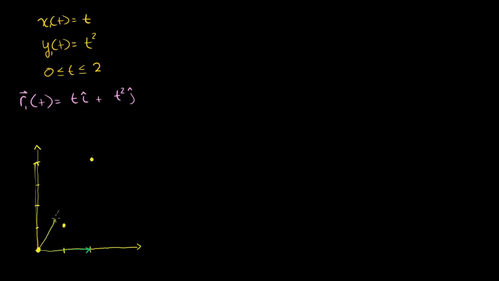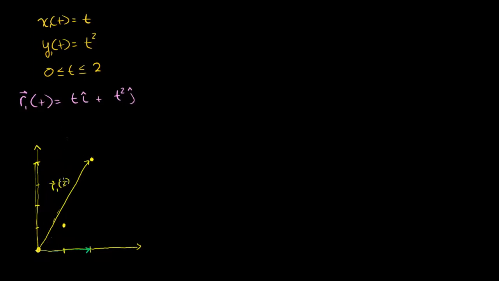So just to make it clear what we're doing, that's r1 of 2. This is r1 of 0. This is r1 of 1. But the bottom line is the path looks like this. It's a parabola. So the path will look like that. Just like that. Now, that's my first parametrization of it.